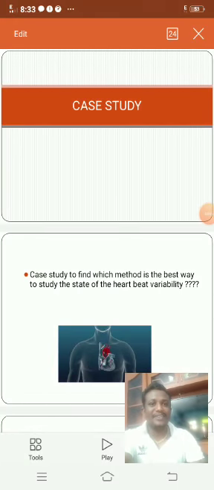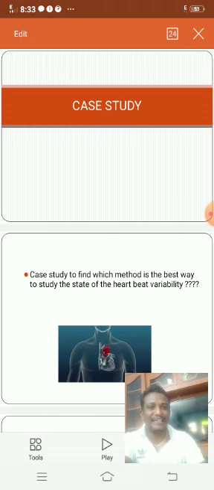Good morning to all. Today we are going to discuss a case study by using mathematics concepts. We all know how important our heartbeat is. Is it possible to assess the heartbeat variability accurately? If so, how can we do that?